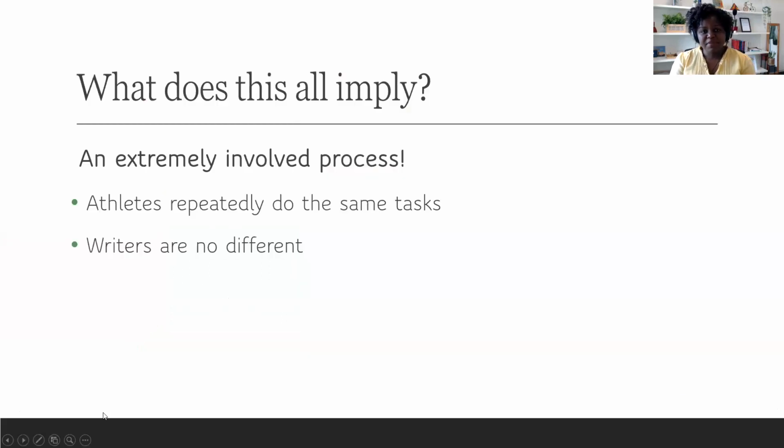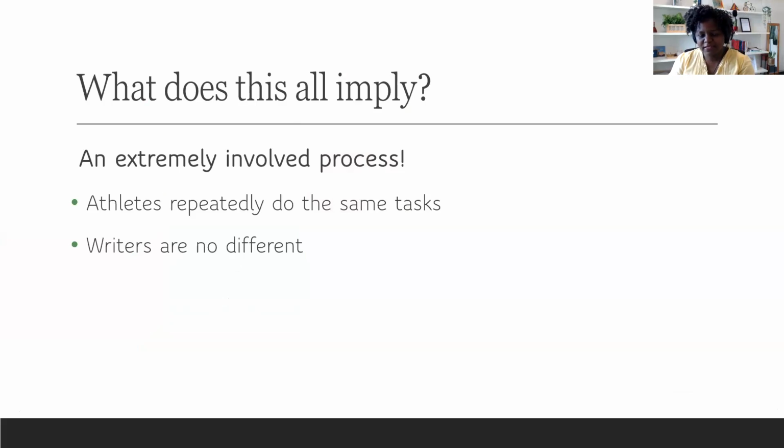So all this means is that writing is an extremely involved process. One of the things that I find very interesting, especially now in the era of AI use, is that academics are probably one of the people in the fields where we seem to want to do less of what it actually takes for us to be who we are.